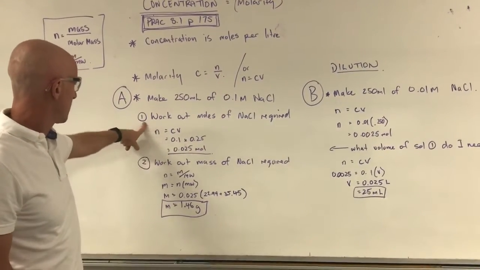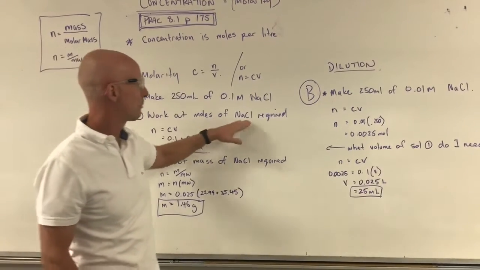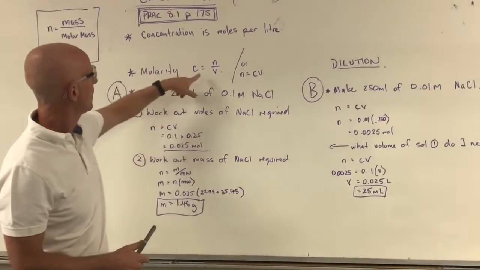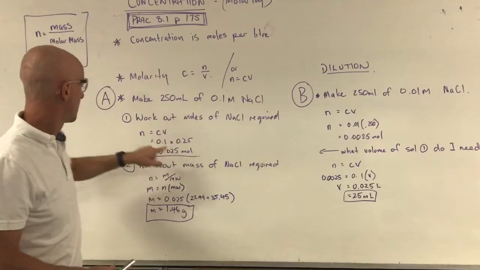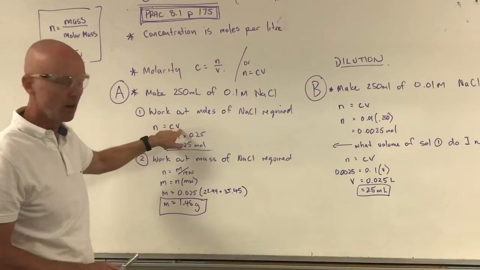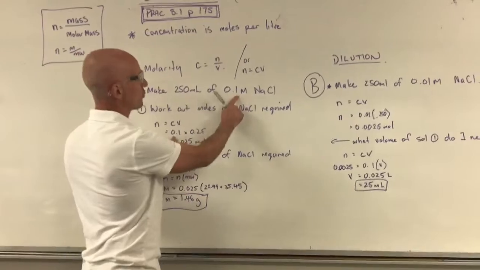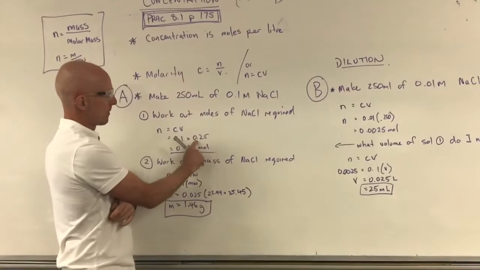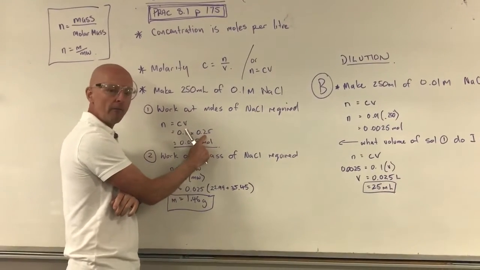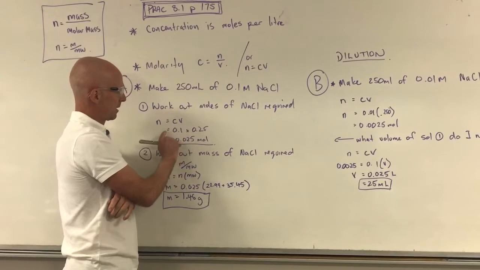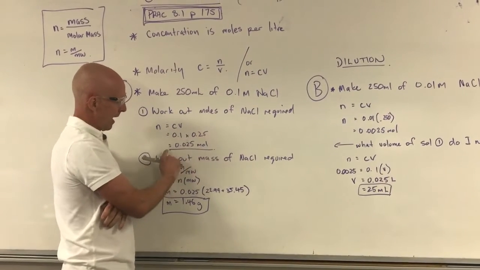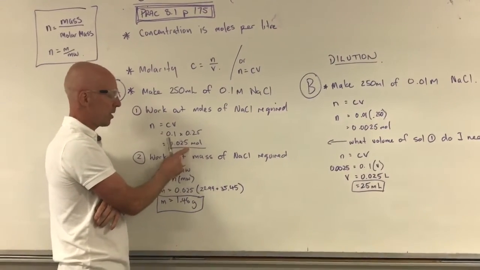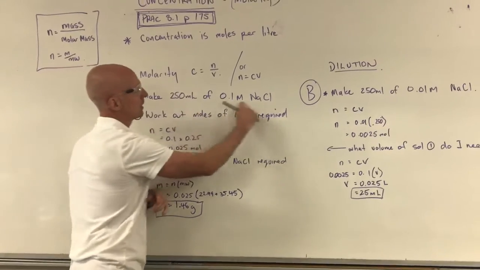Alright, so first thing we're going to do to make this solution is work out the number of moles of sodium chloride that are required for this. So we use our formula, n equals cV, number of moles equals concentration by volume. Why do we use that? Because we know the concentration they want is 0.1 and we know the volume they want is 250 mils. Big mistake a lot of students make is they do not put that volume in litres there. So it's 0.1 times 0.25, and then we get the number of moles as 0.025. Okay, so we know an exact amount of moles we need to make up this solution here.